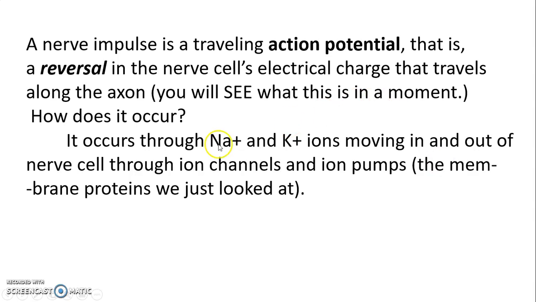All right, so now let's talk about what the nerve impulse is. I'm going to give you a verb definition and then we'll look at pictures. A nerve impulse is a traveling action potential. That is, it's a reversal in the cell's electrical charge. And that reversal moves along the axon.